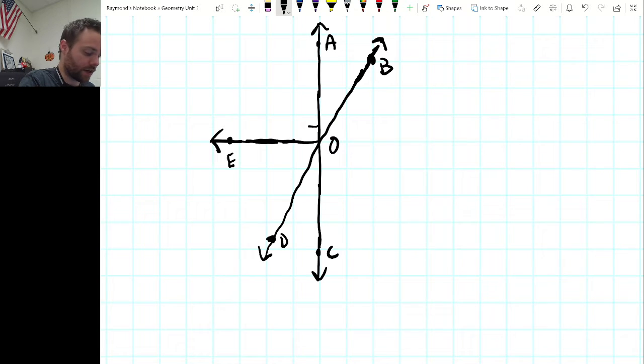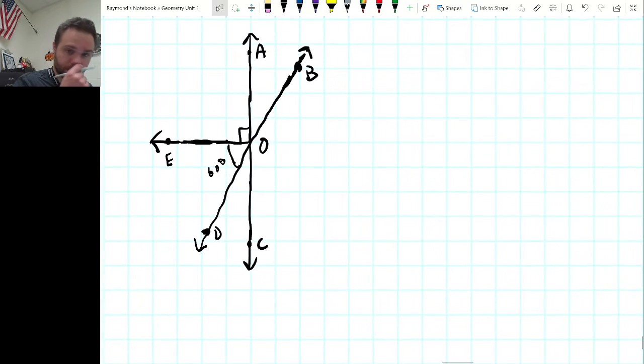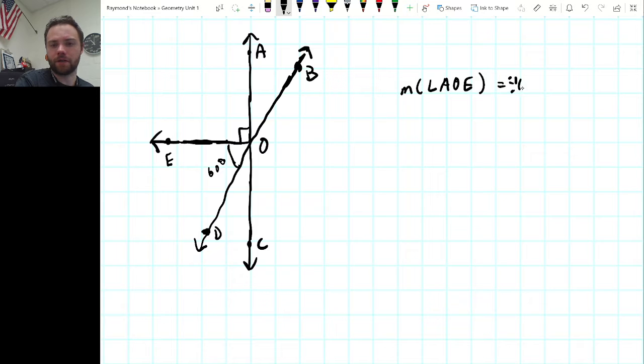They give us that this is a 90-degree angle. And they also give us that this angle here is 60 degrees. Okay? So the goal is to find the measure of all the angles. So let's work this one out. Right off the bat, I see that the measure of angle AOE is equal to 90 degrees. Okay? So what does this tell me?